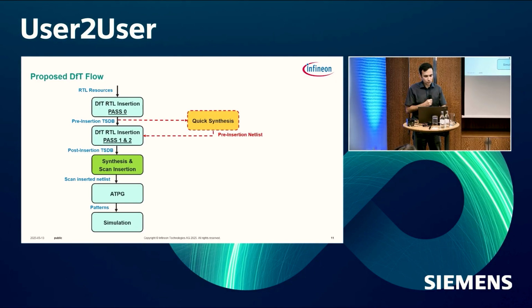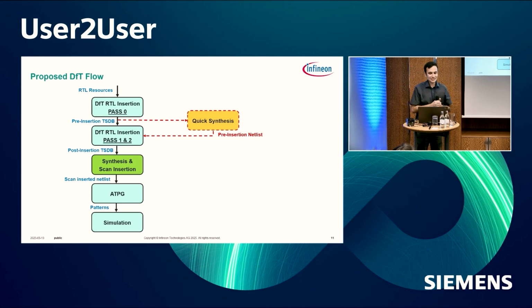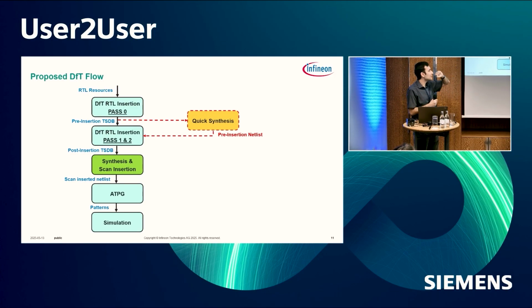But how do we do it? After having the post-insertion TSDB, we run Tessent Quick Synthesis to get the pre-insertion netlist. Then if any tracing is necessary, we do it, and this information will be fed back into the RTL insertion pass 1 and pass 2. It might be used by the pass 1, pass 2 insertion.